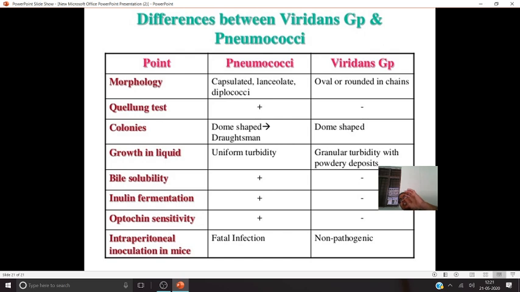In this examination, mainly two questions they are asking: what is pneumococci, what is the morphology and characteristics, then what is the pathogenesis of pneumococci, and what is the lab diagnosis of pneumococci. That is one essay question. Then the second, a 5 marks question, asks the differences between viridans streptococci and pneumococci. For the 2 marks questions, they are asking the Draughtsman appearance or quellung reaction, inulin fermentation, and bile solubility test. These are some 2 marks questions they ask in the subject.